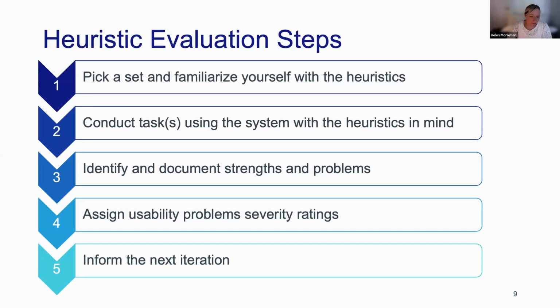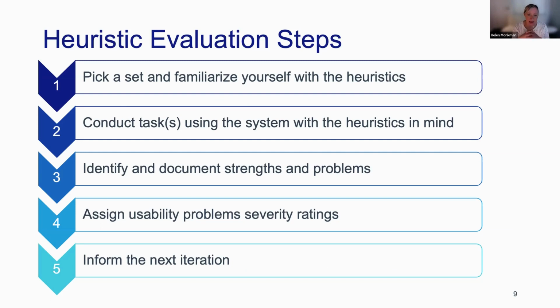So I kind of break it down into 5 steps. Usually the first and most important step is to pick a set of heuristics and make sure that you really know them inside out. The more you know them, the easier this will be. But I also keep them handy when I'm doing these so that I can always reference back and say, oh, is it this one or this one? Let's look at the descriptions.